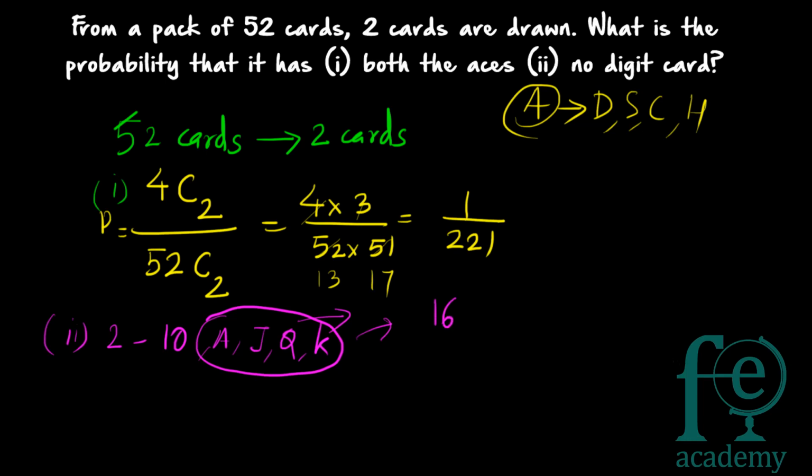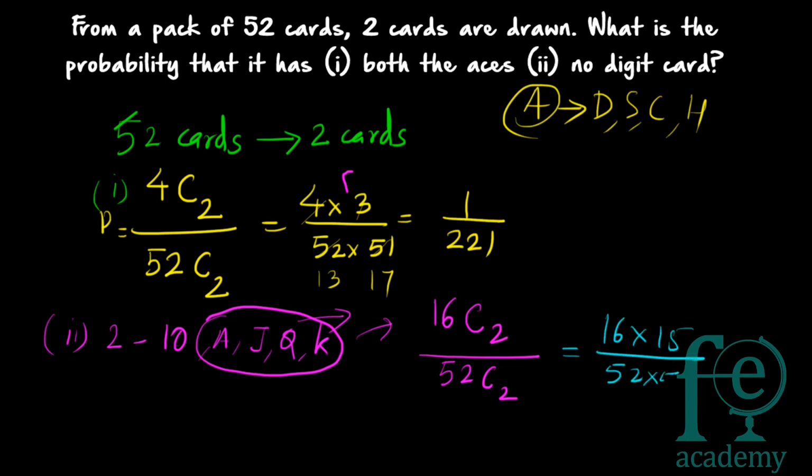So out of 16 cards you have to select 2 cards. So 16C2 will give you the total number of favorable outcomes. You can pick any 2 face cards, so it can be done in 16C2 ways. 16 is the total number of no digit cards. So 16C2 is the number of ways of selecting no digit cards, and the total number of outcomes is equal to 52C2. So 16C2 divided by 52C2 you will be getting. So what is that? 16C2 divided by 52C2 will be equal to 16 into 15 divided by 52 into 51, which you will be getting as 20 divided by 221.